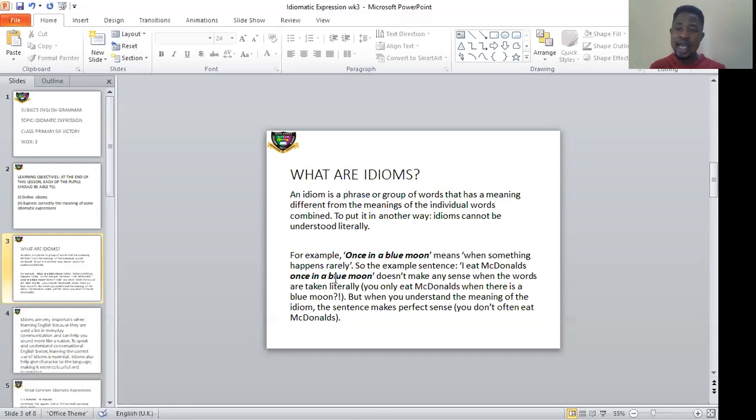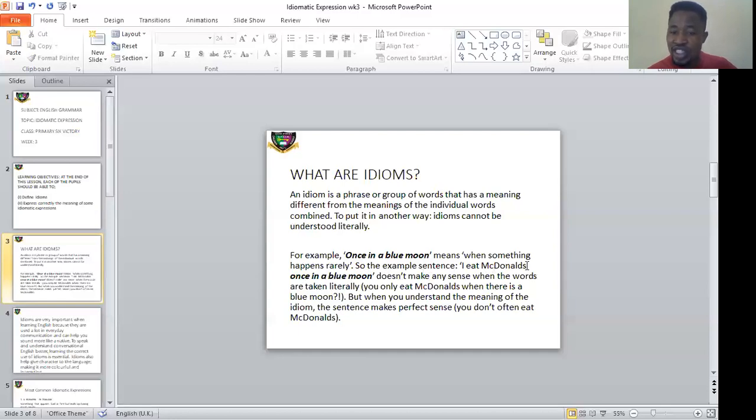For instance, if someone asks you, hello, Joanne, how often do you travel? And if you don't travel every other day or you don't travel always, it is good for you to say, I travel once in a blue moon. So look at this example given here. The example sentence: I eat McDonald's once in a blue moon.